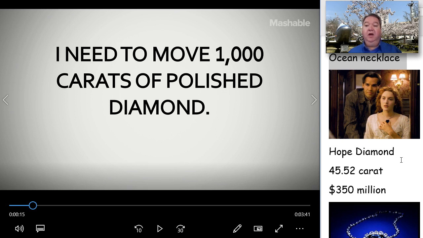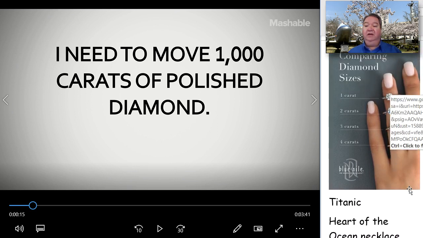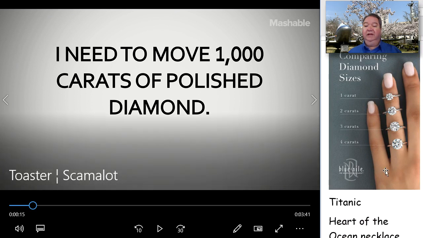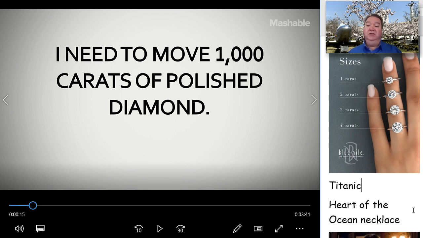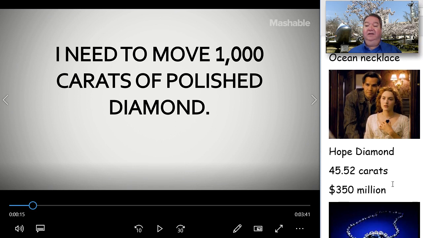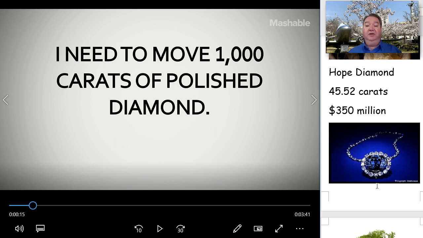It's not a historical diamond, but it was based on the Hope diamond, which is 45.52 carats. Now think of this. If you look at this on a person's hand, this is what a 4-carat diamond would look like. Imagine 10 times that, 45 carats. That would just be huge. That's why it's a necklace instead of a ring. And this is the Hope diamond, and it is valued at $350 million. So very, very valuable.